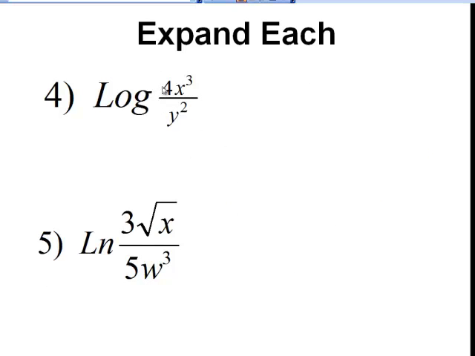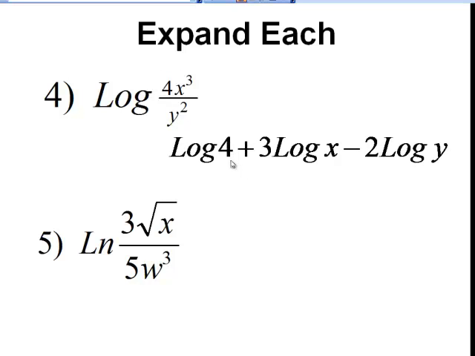Okay, we can get more complicated. We have 4 times x cubed divided by y squared. It's going to be ln 4. Multiplication is plus. The power moves in front. Okay, the y squared's on the bottom, so you subtract. The power moves in front.